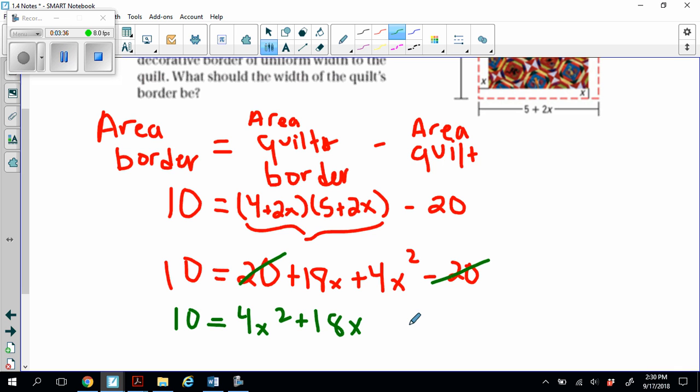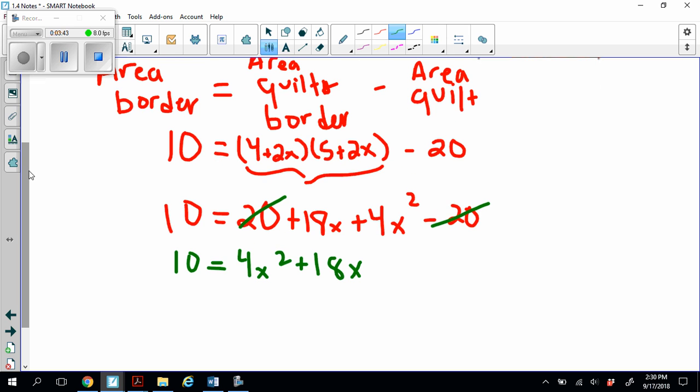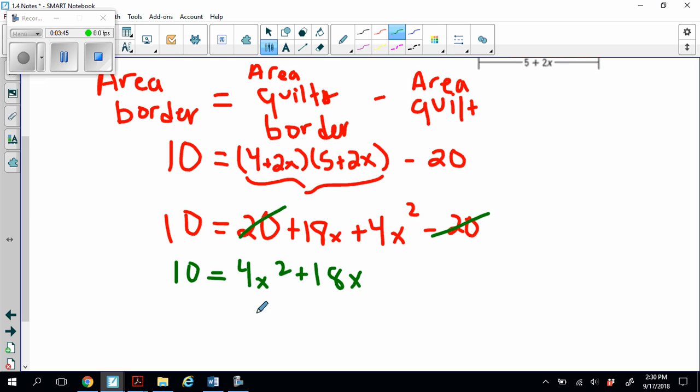Now remember, whenever we're solving quadratic equations, we always have to set our equation equal to 0. So now what we're going to do is move the 10 over. So we're going to subtract from both sides. So we get 0 equals 4x squared plus 18x and then minus 10. Now, as we've done before factoring, we want to figure out if those 3 terms, 4x squared plus 18x minus 10, have anything in common.